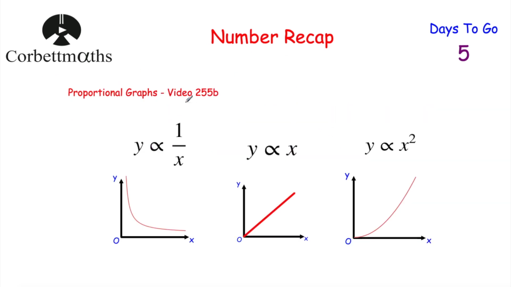And if you encounter the proportional graphs, this is y is inversely proportional to x, so it would look like that. As x increases, y decreases. Y is proportional to x would look like that. As x increases, y increases. And y is proportional to x squared would look like that. It would be the right-hand side of that quadratic graph. So the proportional graphs would look like that.